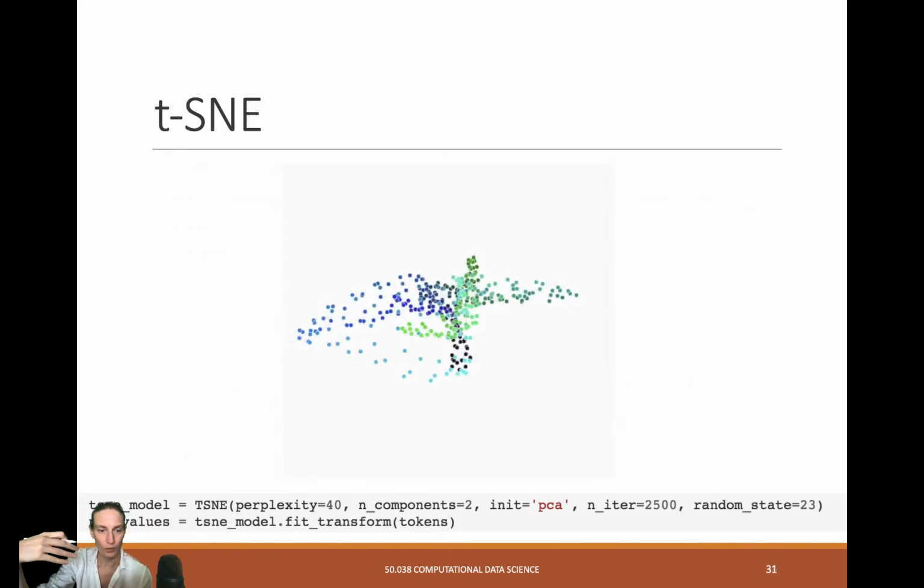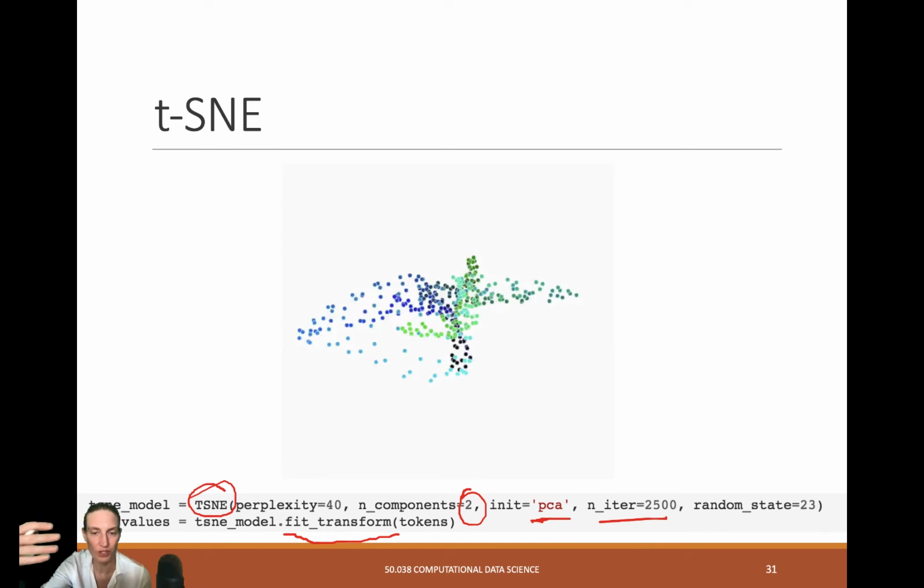So, how does it work? In Python, super easy. You just call the TSNE function. You have some parameters. For instance, we use principal component analysis for the first initialization. You set the number of iterations it's optimizing for, and the number of components, which means we're going to project into 2-dimensional space. Then a random state, so that we always have the same results. It's sort of a seed. And then we just fit the transform into the t-SNE model.